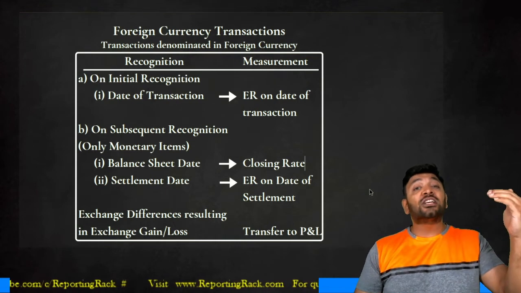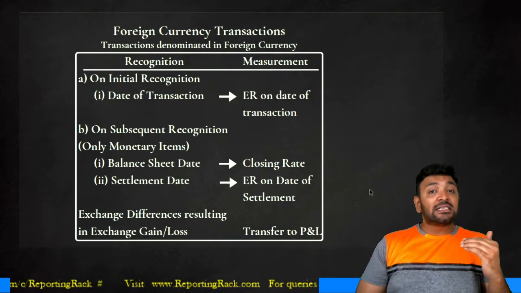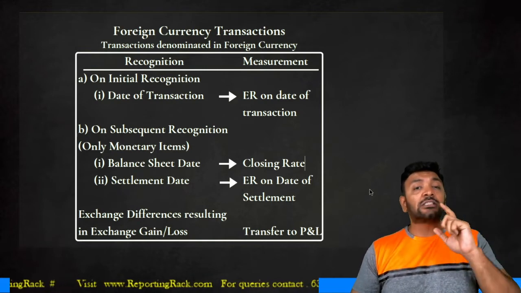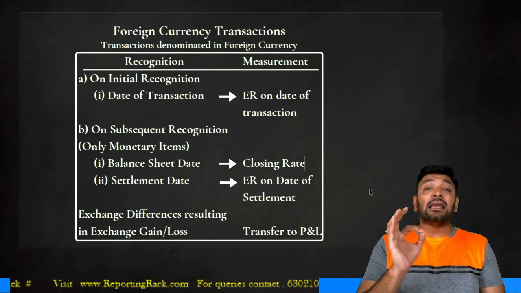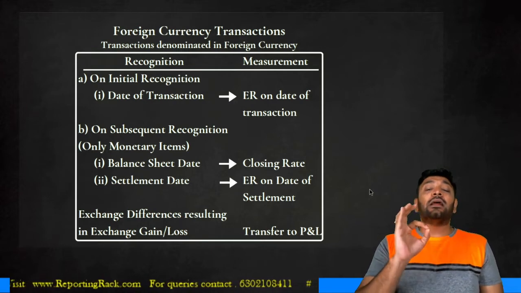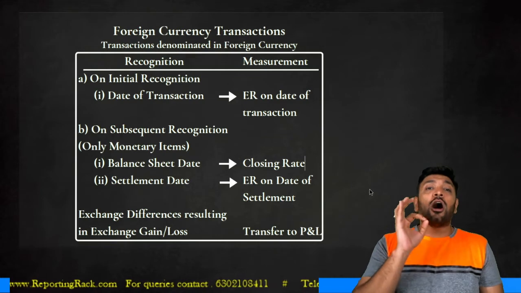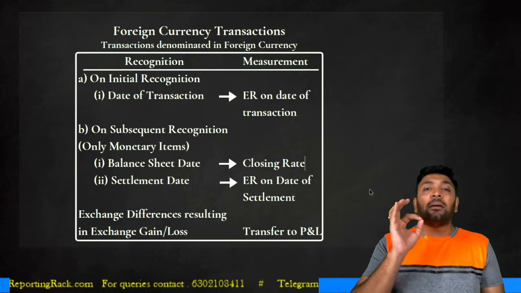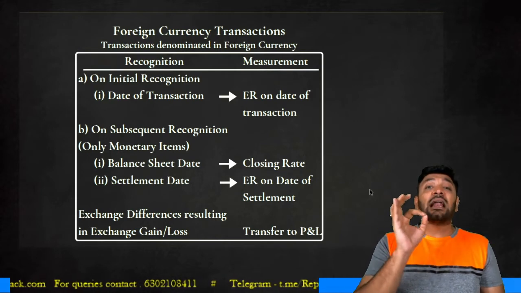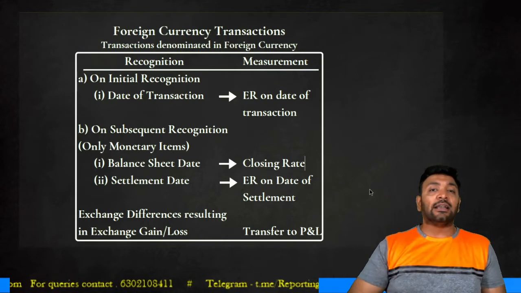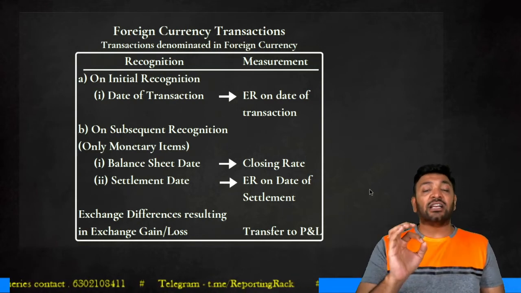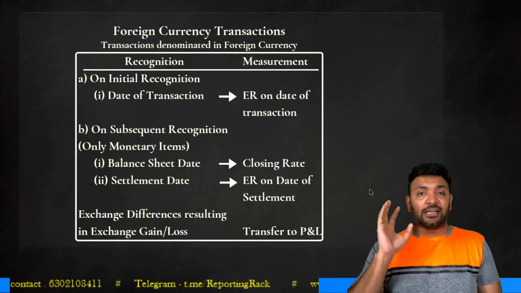But I wrote machinery account debit to supplier. Supplier is a creditor. He should be settled by payment of a fixed sum of money. Therefore, he is a monetary item. Such monetary items should be subsequently recognized on the balance sheet date. On the balance sheet date, I'll have to use a closing rate for translation of the monetary item. What is a closing rate? Closing rate is the exchange rate on the date of balance sheet.